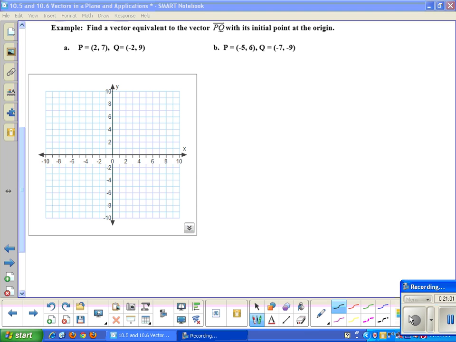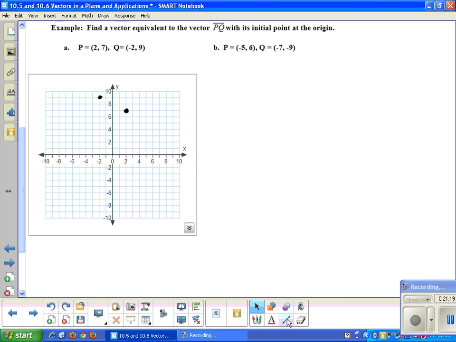So for this, since it's vector PQ, that means that P is the initial point, Q is the terminal point. So we have 2 and 7. And then we have Q, which is -2 and 9. So that means that if I draw my vector, it would be going from here to here.